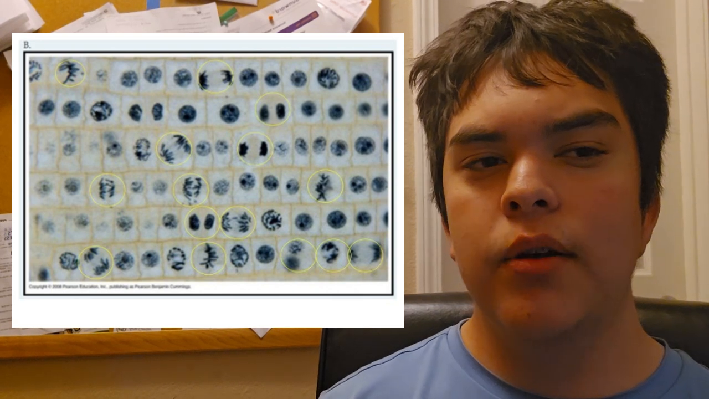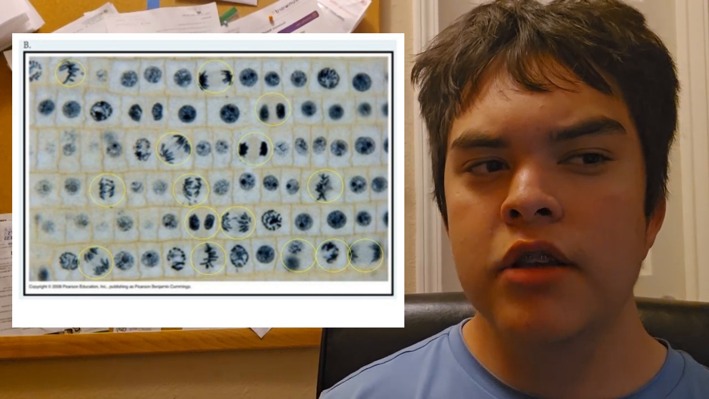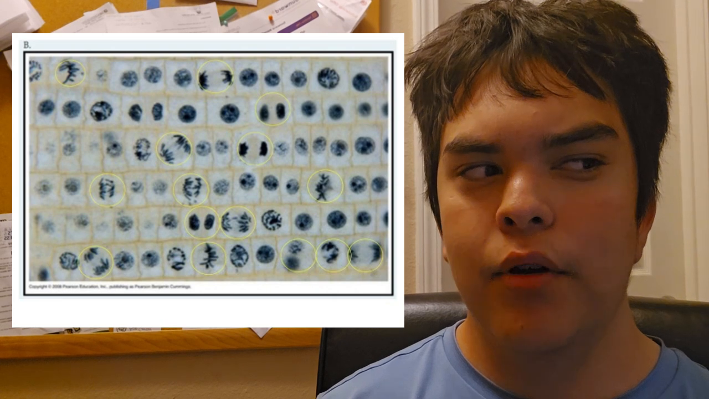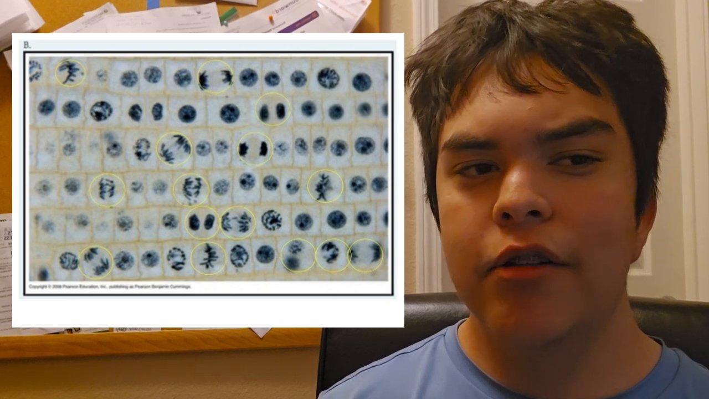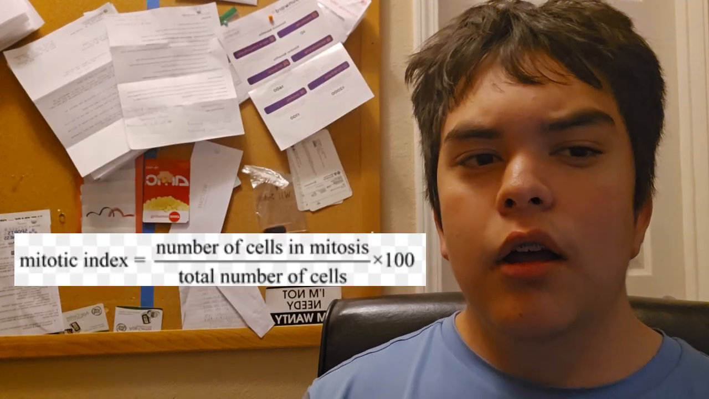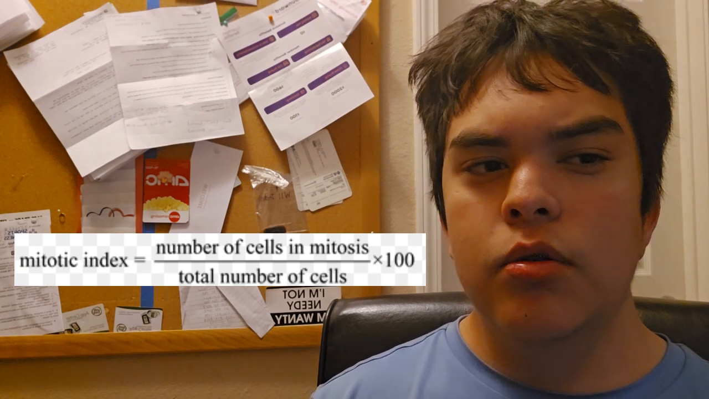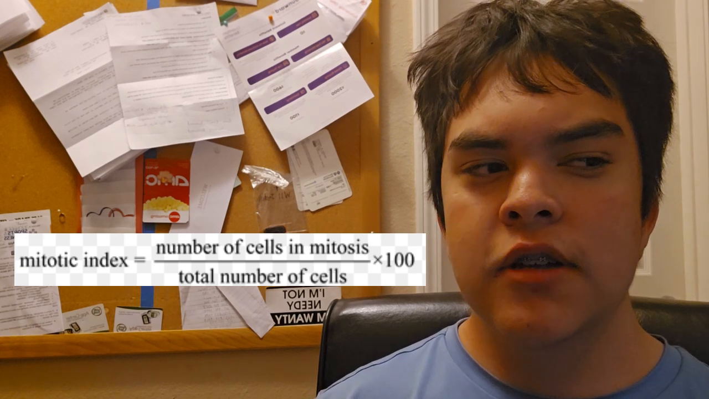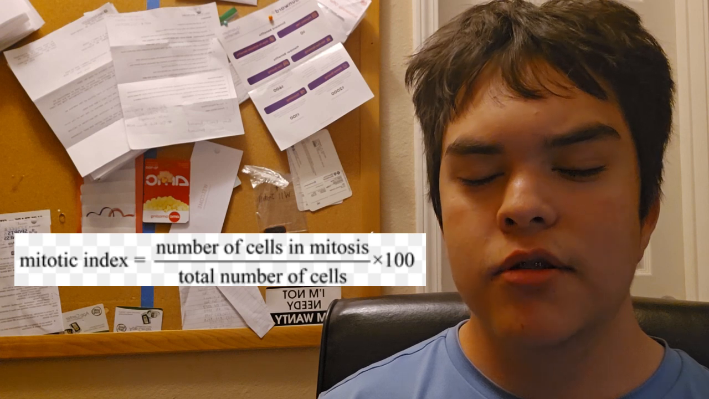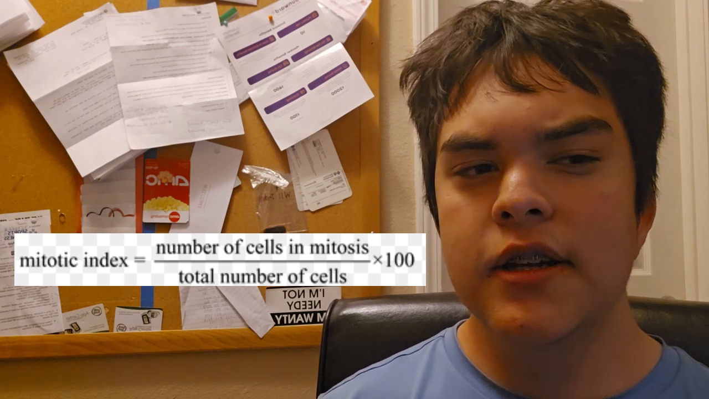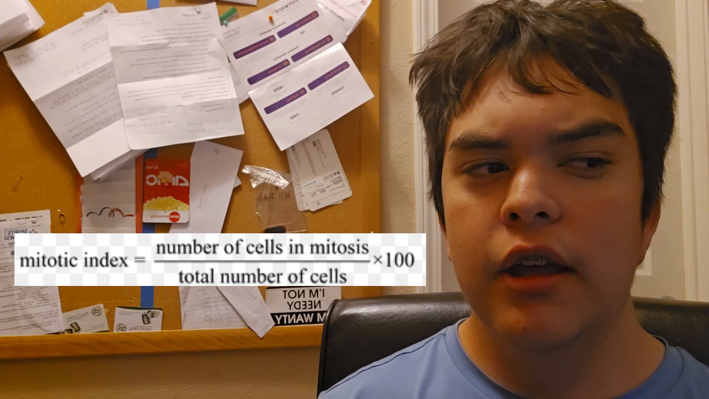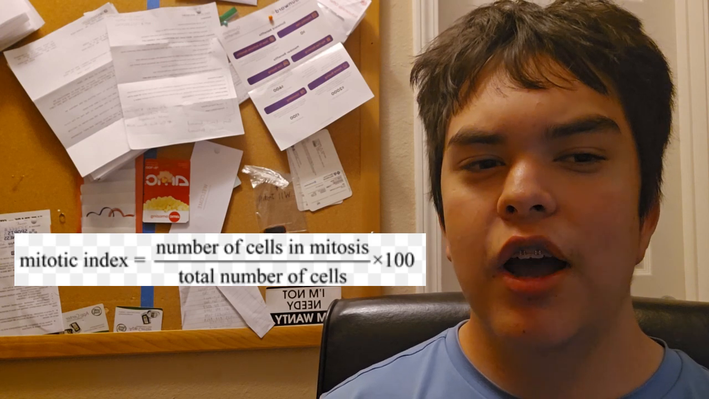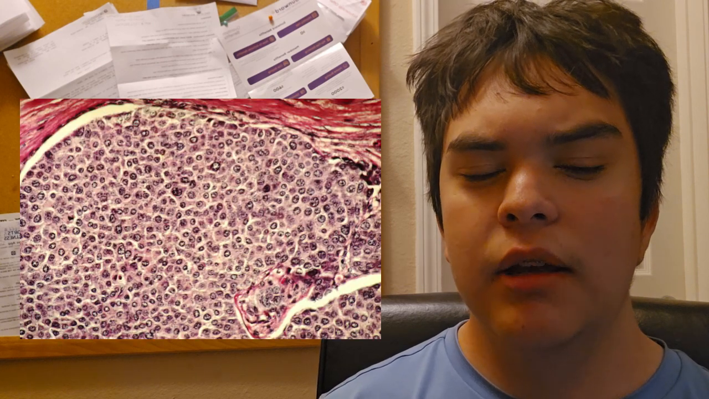The last thing I will talk about is the mitotic index, which measures the percentage of cells in a sample undergoing mitosis. It is calculated using this formula: mitotic index is equal to the number of cells in mitosis divided by the number of total cells, times 100. This is an important tool in research, particularly for studying cancer, as rapidly dividing cells have a higher mitotic index.